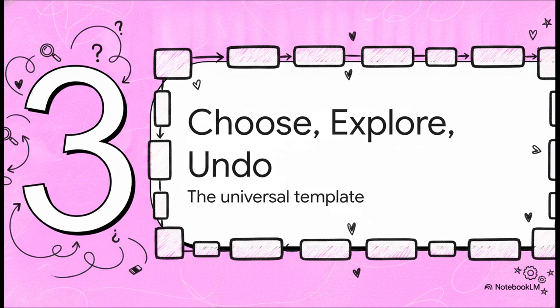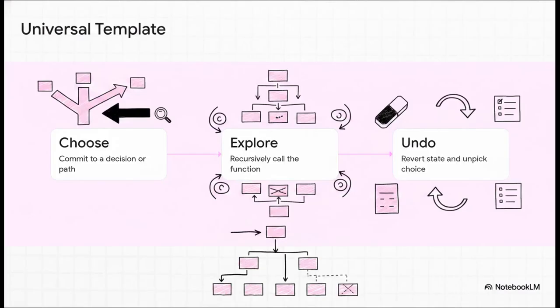This is the universal 3-step template. Okay, if you remember one thing from this explainer, make it this. The choose, explore, undo mantra powers almost every single backtracking solution in existence. First, you choose. You commit to a decision and modify your state. Second, you explore. You recursively call your function to dive deeper down the tree. And third, pay close attention, because this is where like 90% of interviewees completely fail. You undo. After that recursive call returns, you absolutely must reverse the decision.